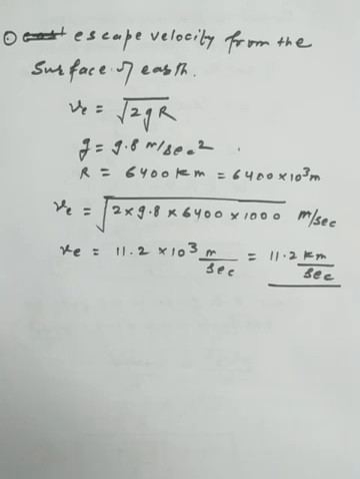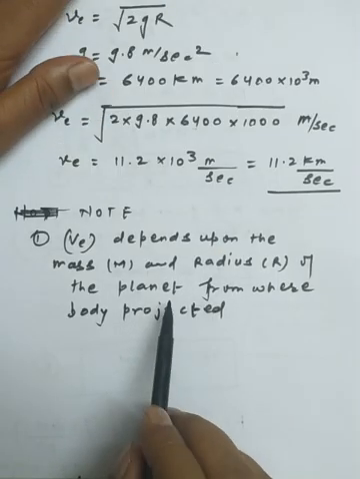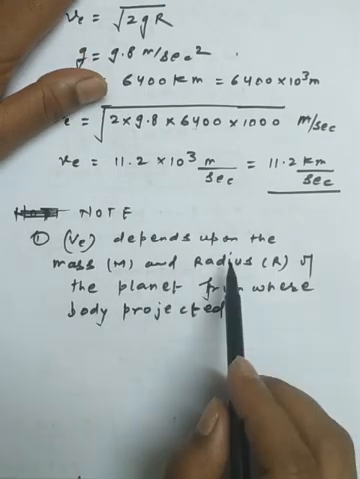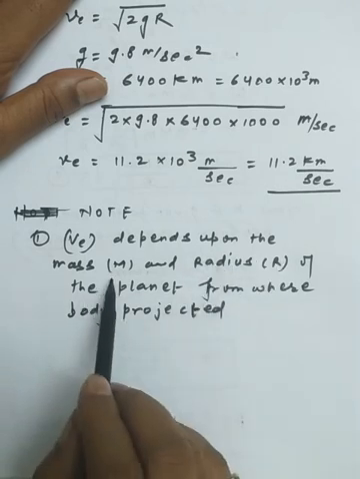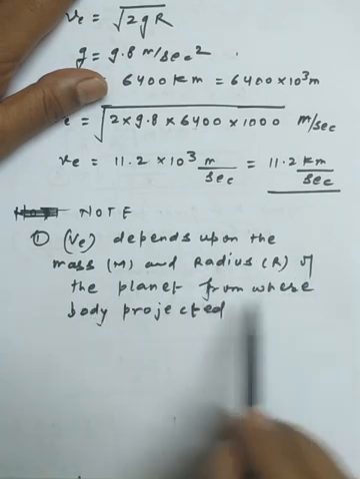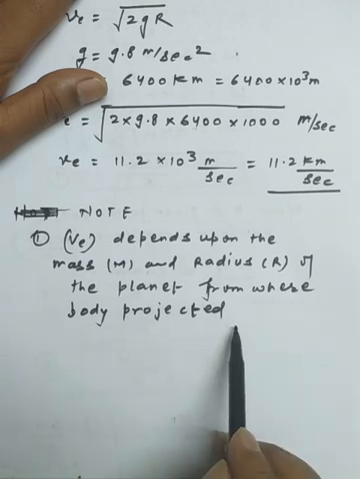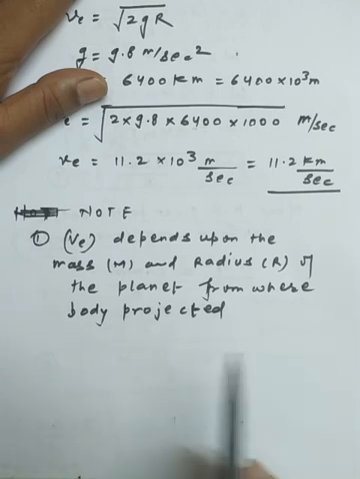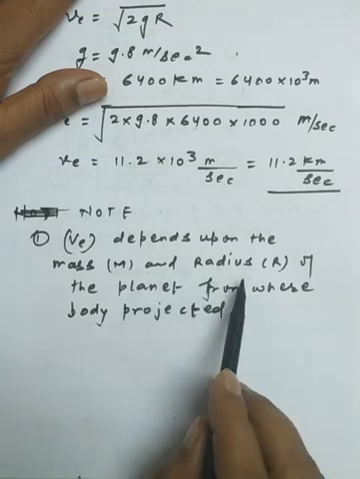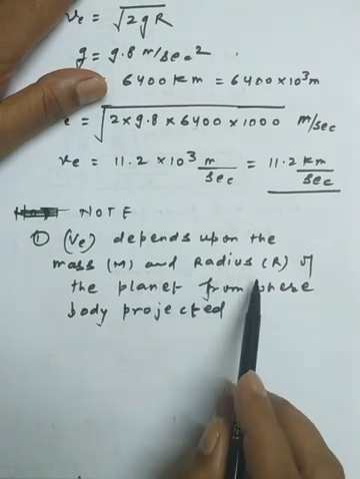So this is the velocity required to escape an object from the surface of the earth. Now, what are the important parameters, and how does the escape velocity depend upon certain factors? We will discuss them one by one. As per the formula, the escape velocity depends upon the mass capital M and the radius capital R of the planet from where the body is projected.